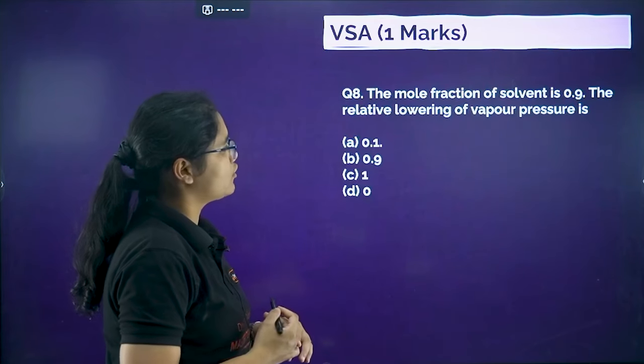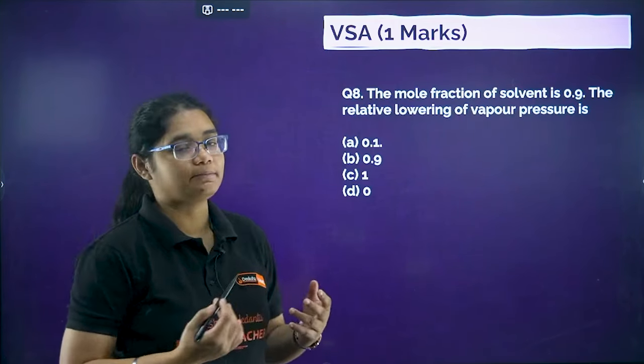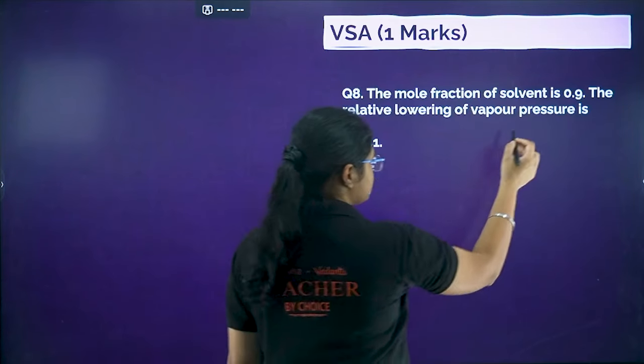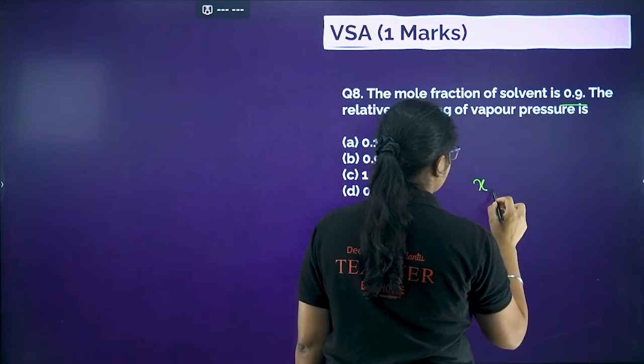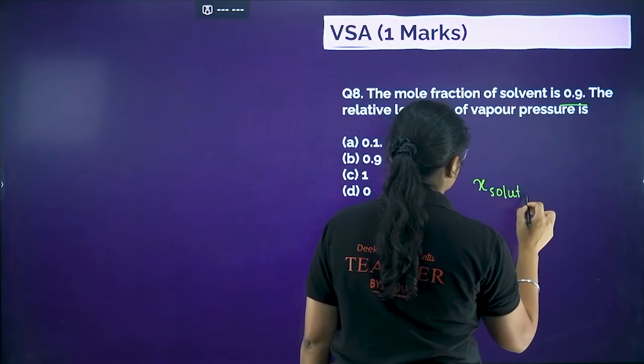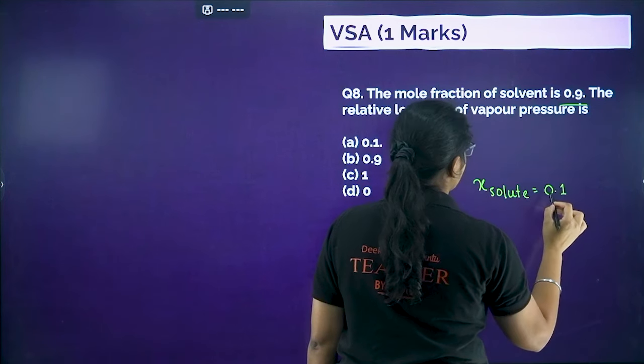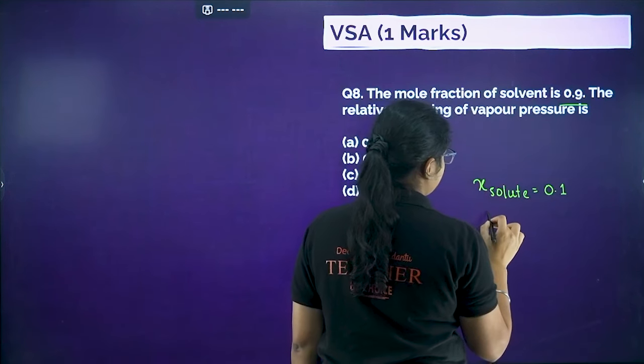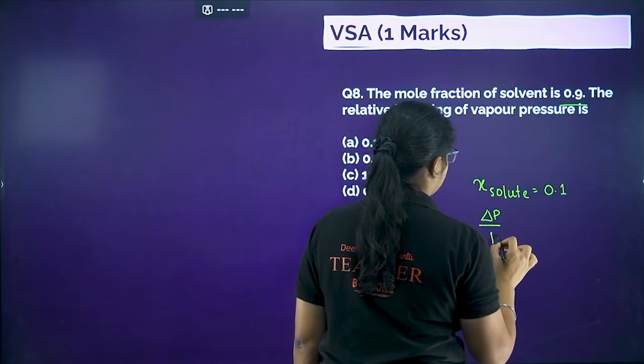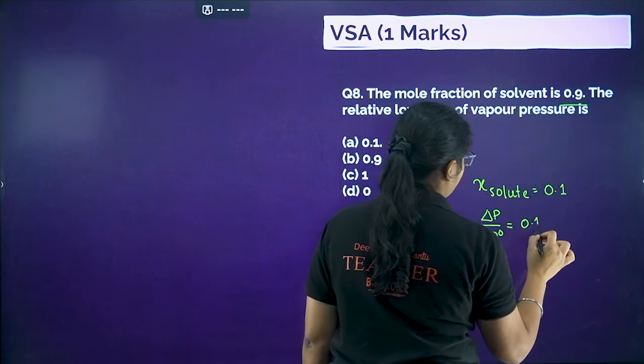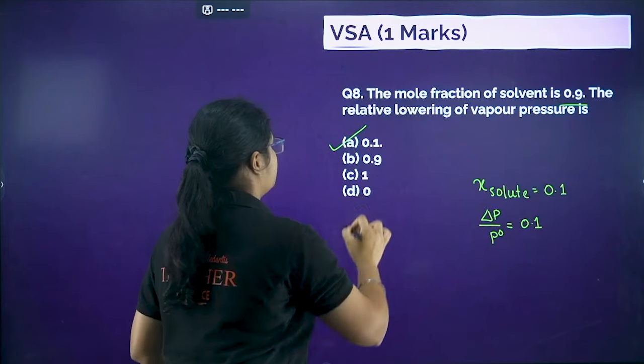The mole fraction of the solvent is this one, the relative lowering of vapor pressure is. Now see, if the mole fraction of solvent is 0.9, then what is the mole fraction of the solute? Mole fraction of the solute will be 0.1, right? And the relative lowering of vapor pressure, that is delta P by P naught, is equal to 0.1, which is your option number A.